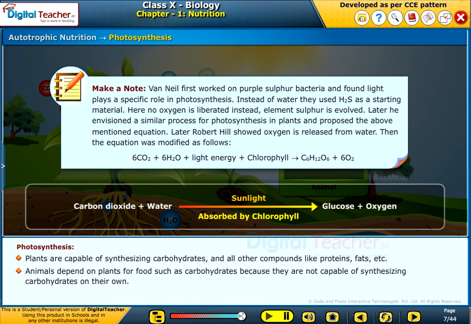Now, let us do an activity to verify the production of carbohydrates by plants during the process of photosynthesis.